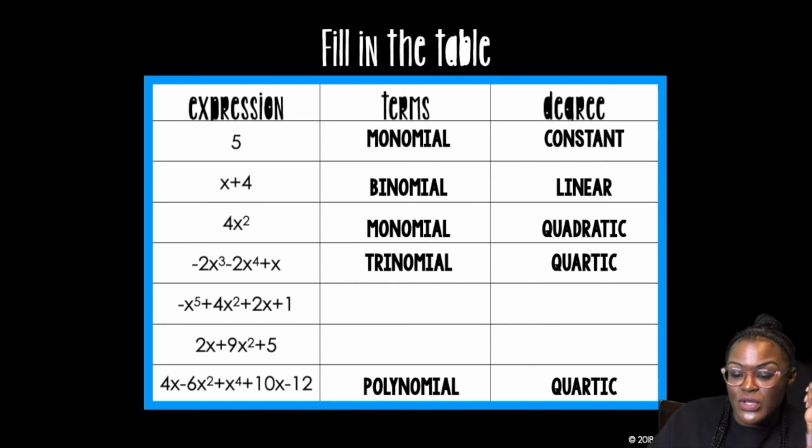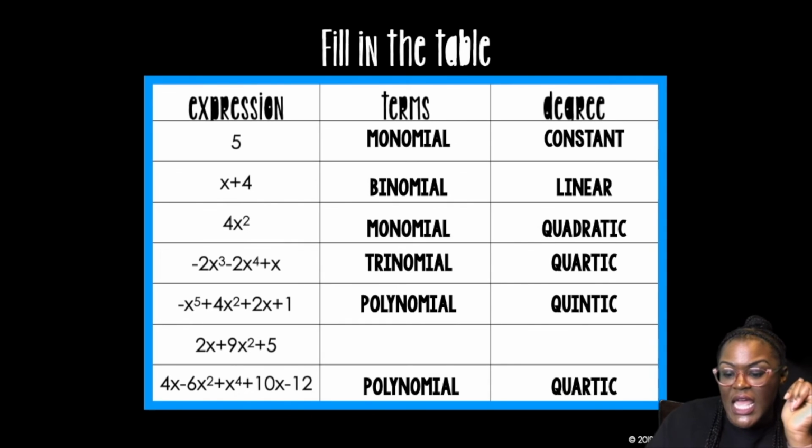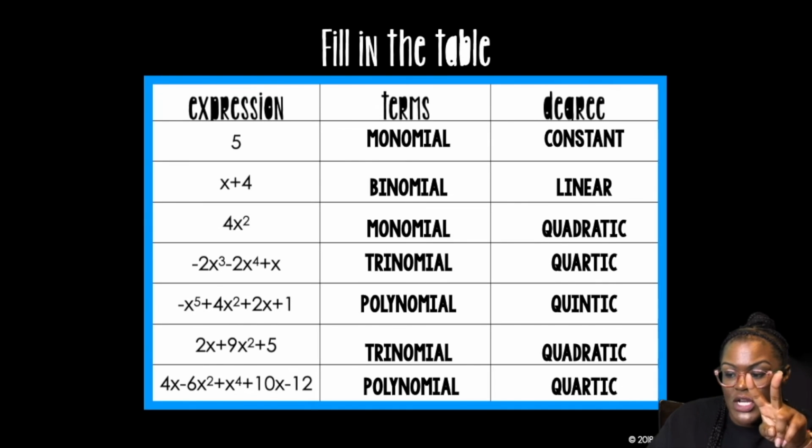All right, let's go through the last one. I have 4 terms. There's no fancy name. I just call that polynomial. The highest exponent, the degree, is 5, so I call that quintic. And then I have 3 terms, so that's a trinomial. The highest degree is a 2, so I call that quadratic.